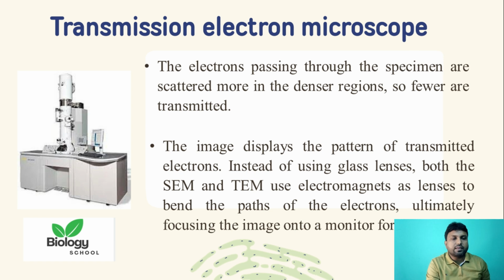Instead of using glass lenses, both the scanning electron microscope and transmission electron microscope use electromagnets as lenses to bend the paths of the electrons, ultimately focusing the image onto a monitor for viewing. And by this we can clearly see the structure of the cell. And this is the short discussion about the microscopy that is used to study the cell.